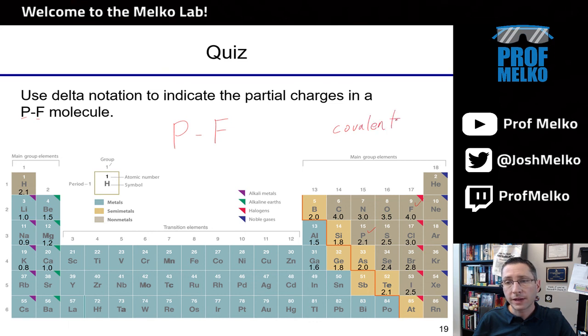Now, is it polar covalent or nonpolar covalent? Well, 2.1 versus 4.0. Fluorine is the most electronegative element on the periodic table, and also in this PF bond. So fluorine is going to get this delta negative, whereas phosphorus is going to get this delta positive. Most of the time, the electrons in this bond that is shared between these atoms will be spending time closer to fluorine. That does it for this lecture.